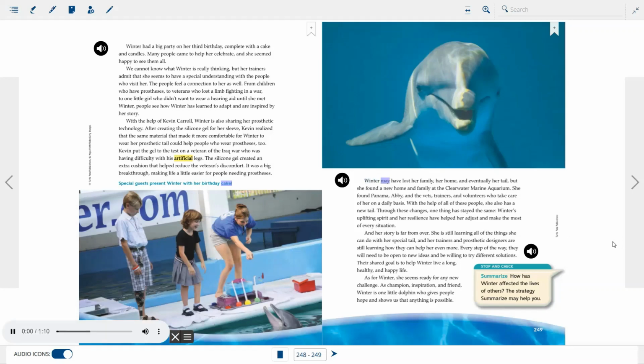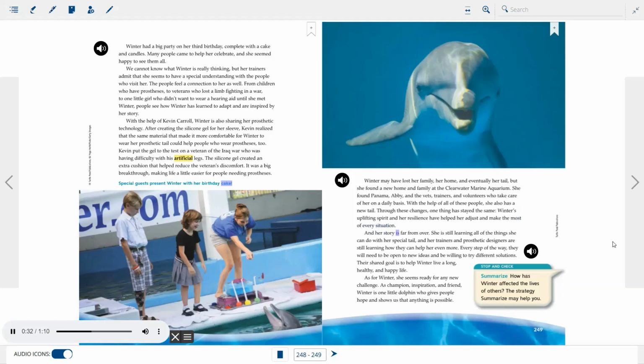Winter may have lost her family, her home, and eventually her tail, but she found a new home and family at the Clearwater Marine Aquarium. She found Panama, Abby, and the vets, trainers, and volunteers who take care of her on a daily basis. With the help of all these people, she also has a new tale. Through these changes, one thing has stayed the same. Winter's uplifting spirit and her resilience have helped her adjust and make the most of every situation.